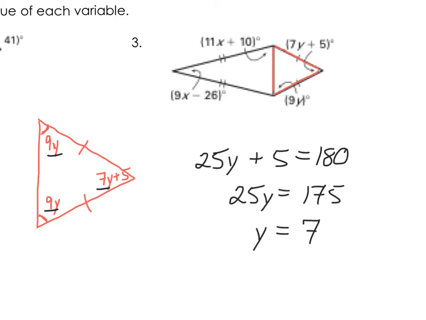The last thing I can do is take that value and plug it back in to find the measure of each of my angles. So it looks like we have 63 for my two base angles, 63 and 63, and then we end up with 54 for my vertex angle.